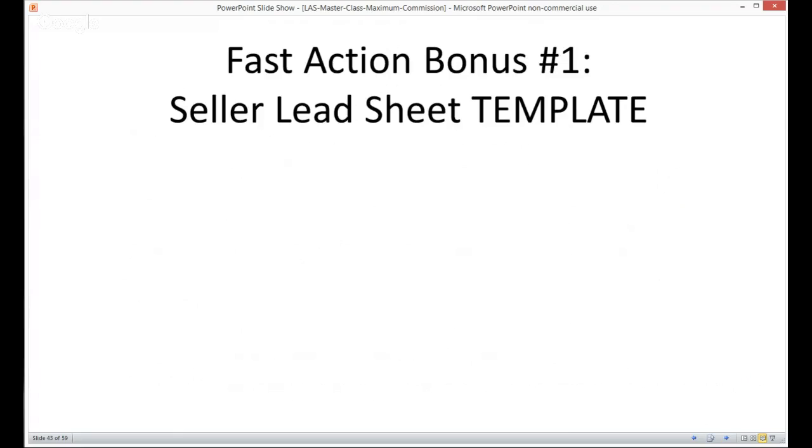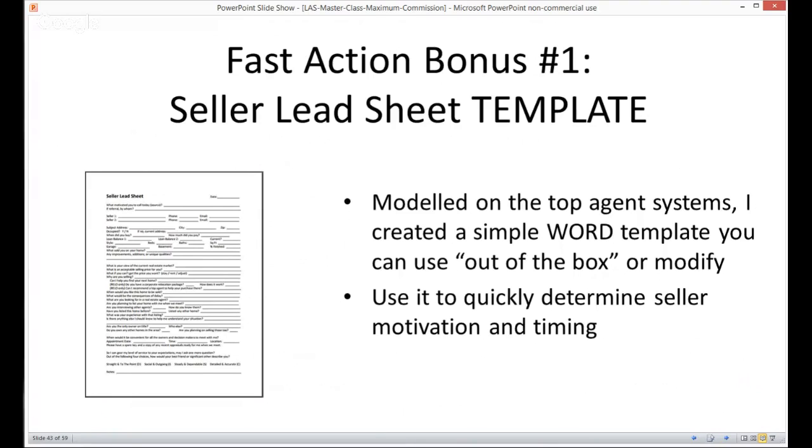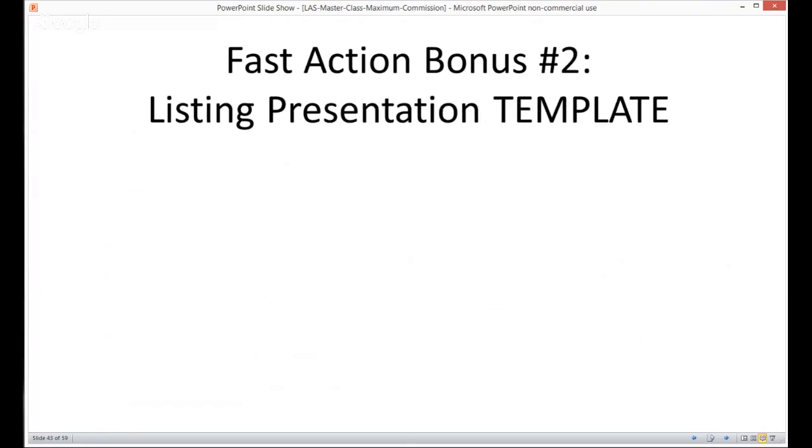Fast action bonus number 1 is the seller lead sheet template. I modeled this sheet off of the top agent systems. After I watched all the things they were doing, I created a simple Word template that you can use right out of the box. You can start using this tomorrow, or modify it to match your business and the questions you want to ask. Use it to move quickly to determine seller motivation and timing. You'll set appointments with the best leads right away.